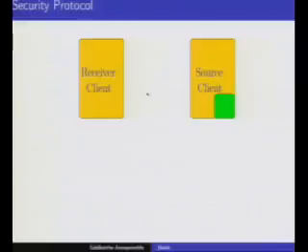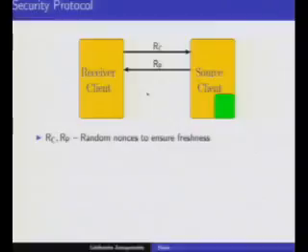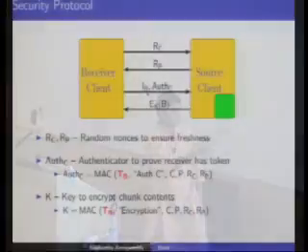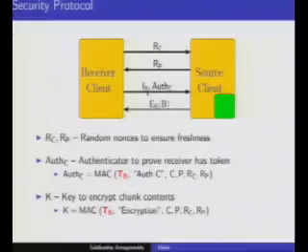Coming to the details of the protocol, let's say a receiver client wants to fetch a chunk, shown in green, from a source client. In the first phase, they exchange random nonces in order to ensure freshness for the session. In the second phase, the receiver sends an indexing key indicating the chunk it is interested in, along with an authenticator. This authenticator proves to the source that the receiver client indeed has the chunk token, because the authenticator is derived from the chunk token using a MAC. And finally, the source client sends the data encrypted with a key K, which again is derived from the chunk token, to the receiver client.